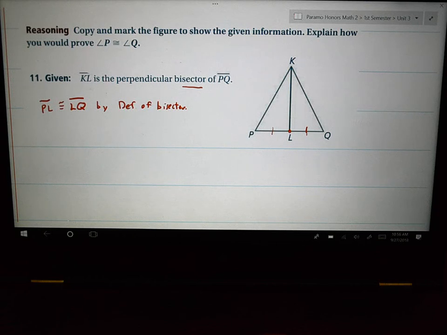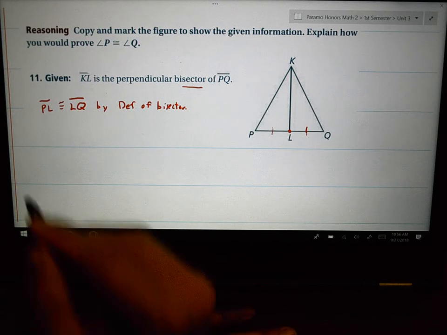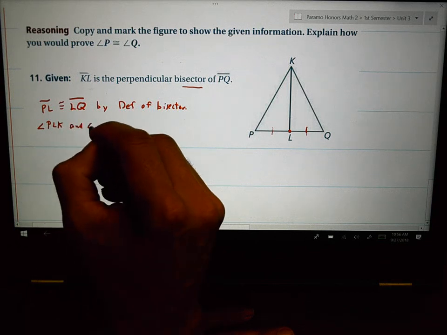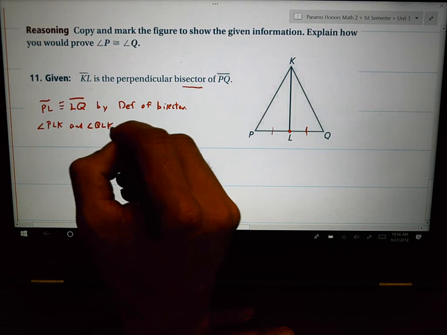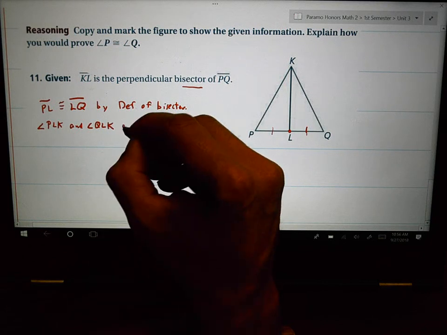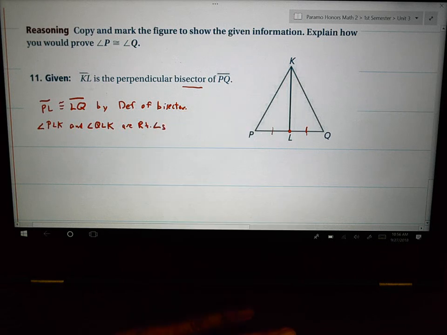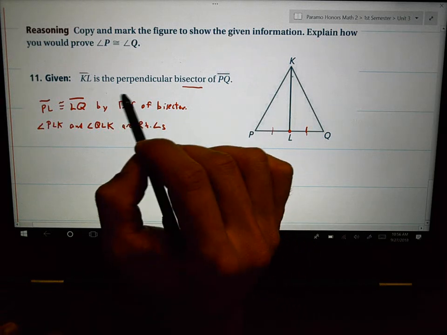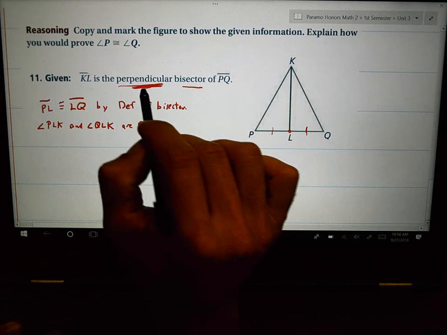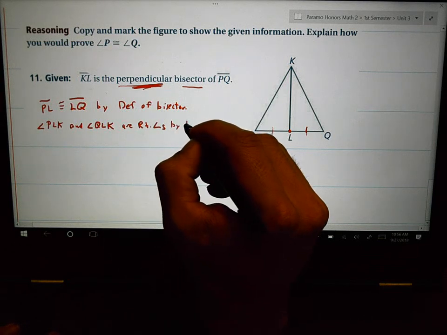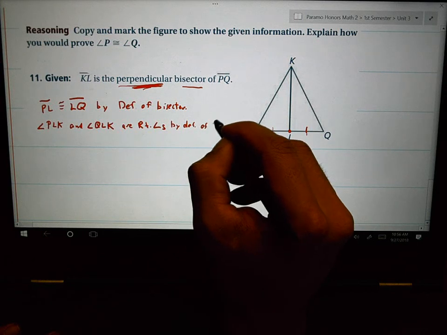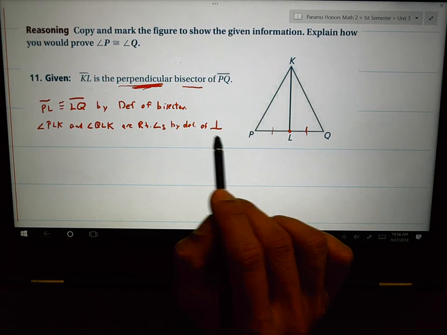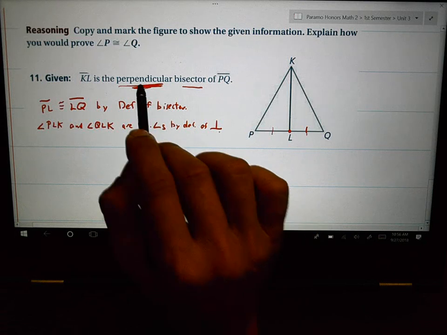The next thing that I would do is start making a statement about these angles. Angle PLK and angle QLK are right angles. How do I know that? What word am I using? It's this word right here. By the definition of perpendicular. And there's a symbol for that. If you don't know what that symbol is, it's an upside down T. That way you don't have to write out that whole word. We'll actually put that in our notes in the next section.